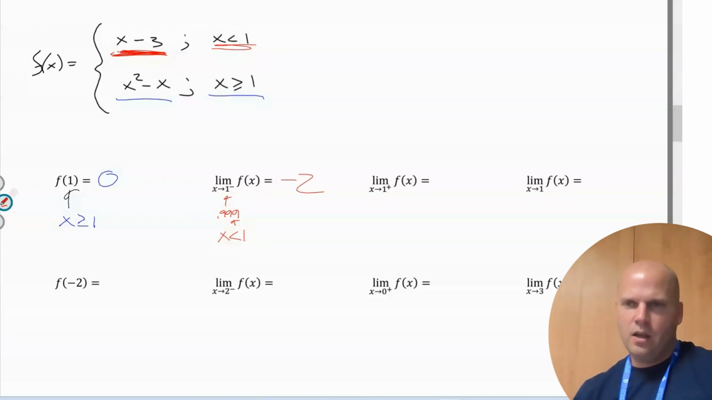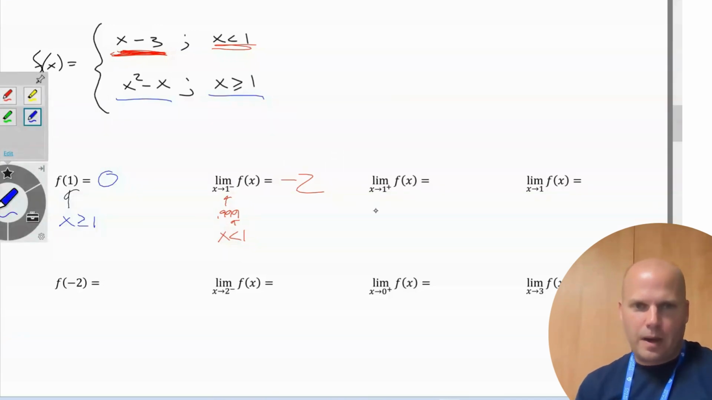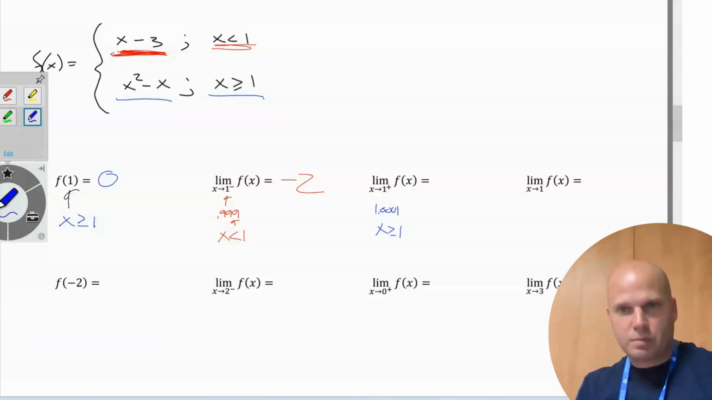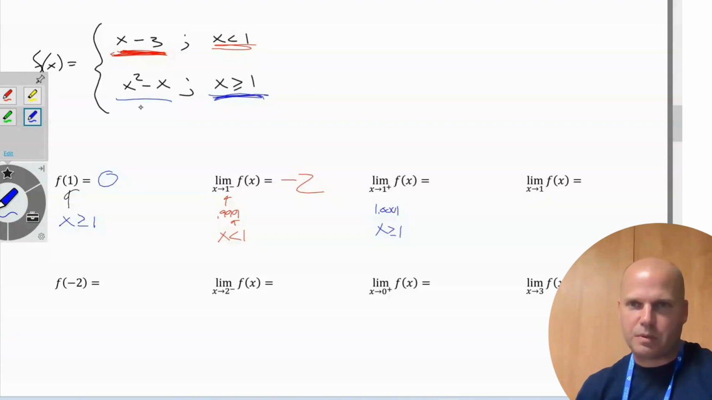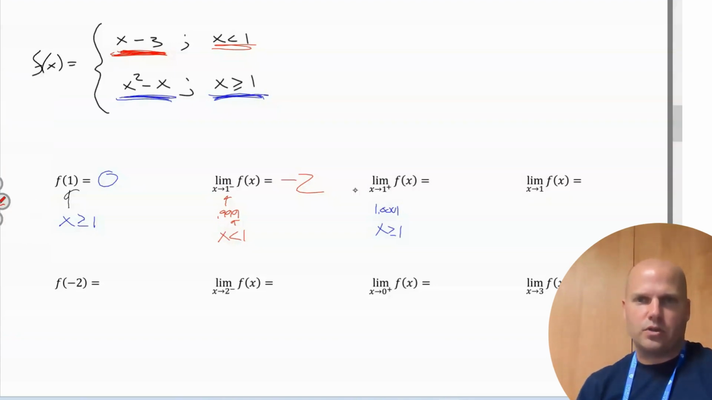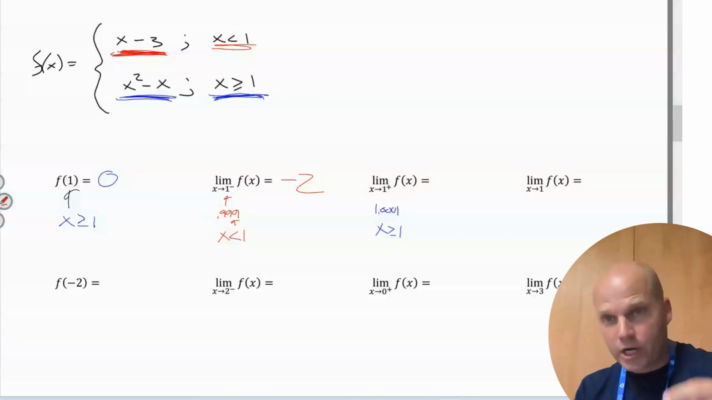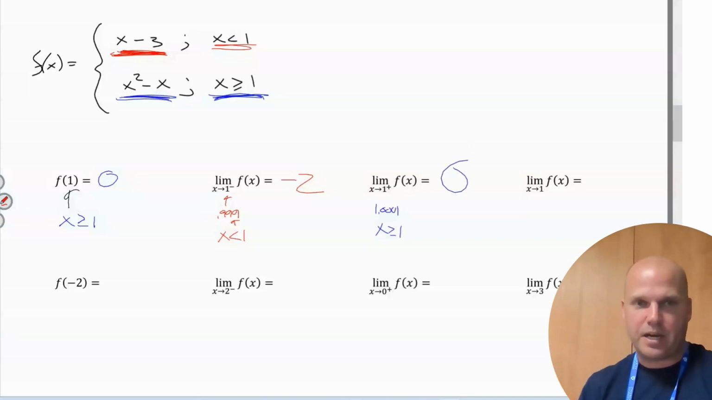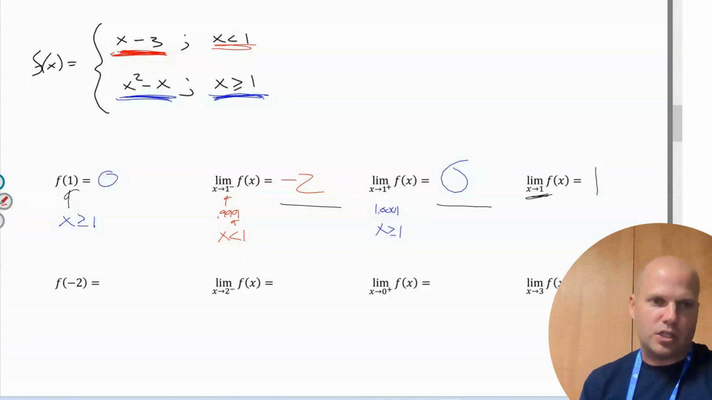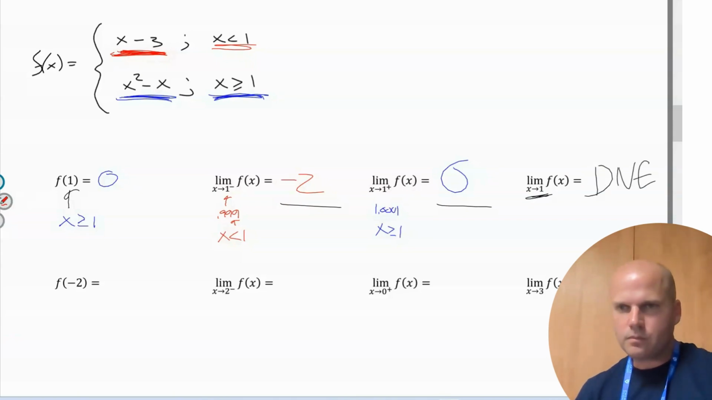Hopefully we understand that. Here, 1 from the right, you're thinking about 1.001. That is a value that's bigger than or equal to 1, which means you should be thinking about using this piece for it. If I plug in 1.001 into this, I'll get something infinitely close to what I would get if I plug in 1 into the bottom piece. If I plug in 1 into the bottom piece, I get 0. Don't care about anything else that's going on. To answer this question, I will look here and here. They do not agree with each other. This limit does not exist.